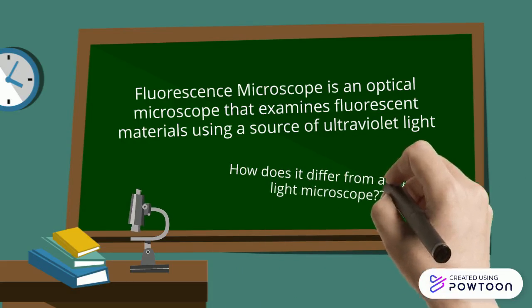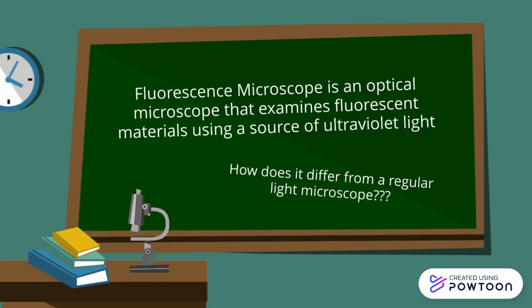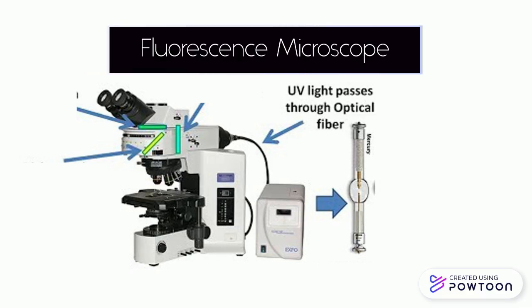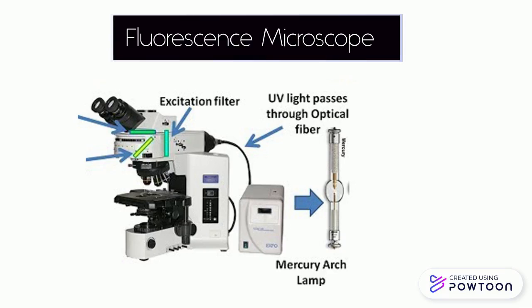But how does it differ from a regular light microscope? Unlike a regular light microscope, it has an ultraviolet light source, which is usually a mercury arc lamp. This UV light goes through an excitation filter to achieve a specific wavelength, which is then shone onto the sample from above, causing the fluorescent molecules in the sample to fluoresce. The fluorescent light and reflected UV light are passed up through the dichromatic mirror, which reflects away any UV light. The fluorescent light only reaches the eyepiece of the microscope, where a magnified version of the fluorescent specimen can be observed.